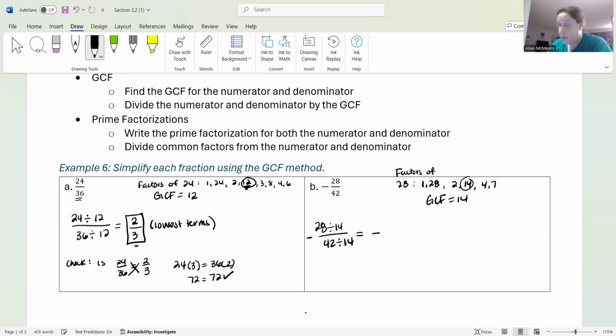Well, 28 divided by 14 is 2. 42 divided by 14 is 3. And not on purpose, we get 2/3 again. So we get negative 2/3.